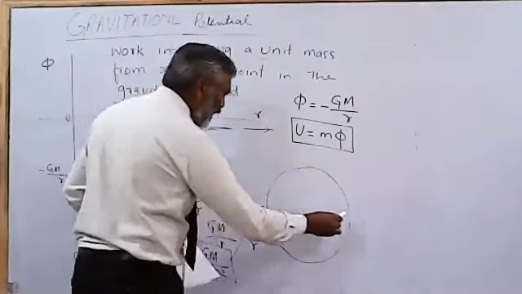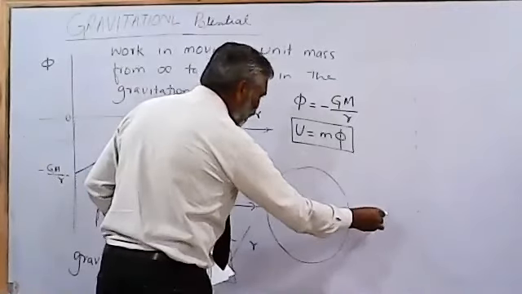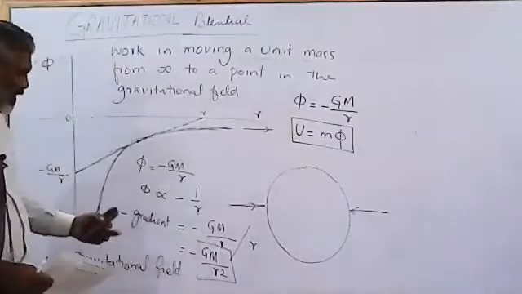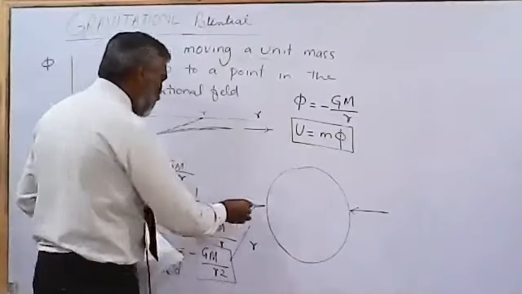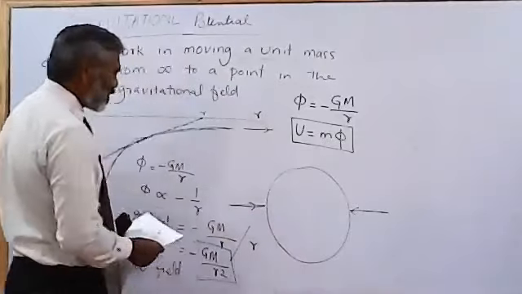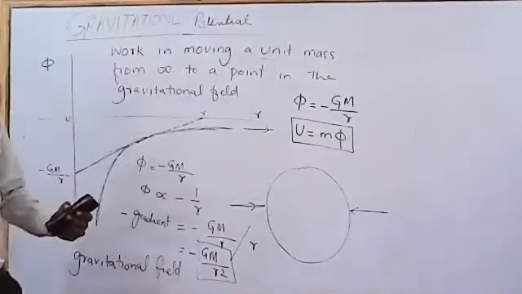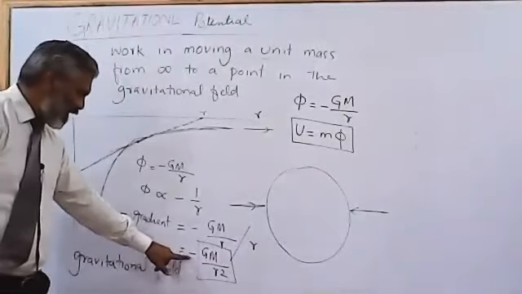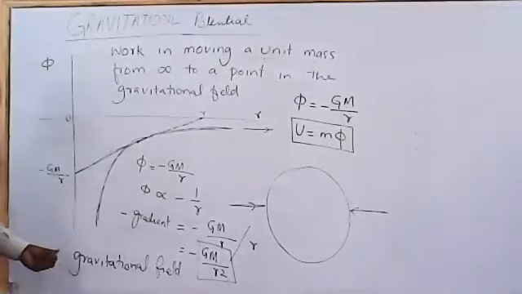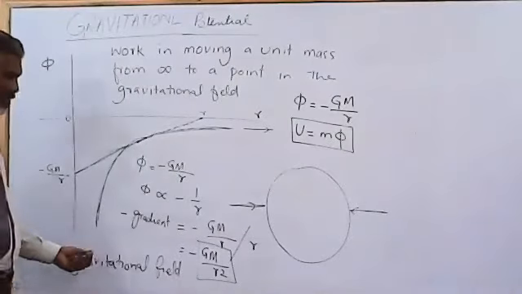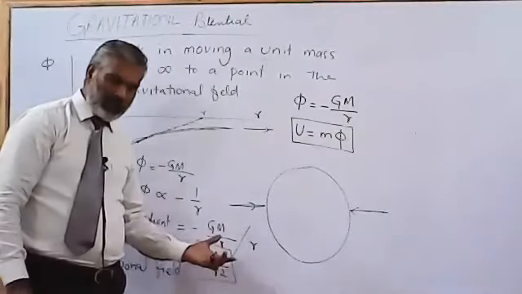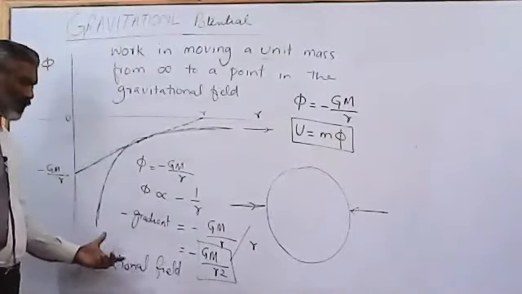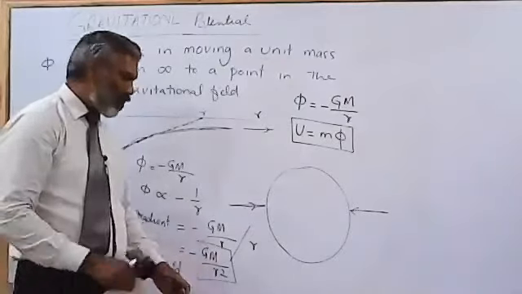Because if you see, gravitational field increases as we move towards the planet, whereas gravitational potential increases as we move away from the surface of the planet. So the two values increase in the opposite direction. That is why we have a negative sign here. So sometimes we express gravitational field in terms of gradient of potential, and we put a negative sign here. So field is equal to negative gradient of potential.